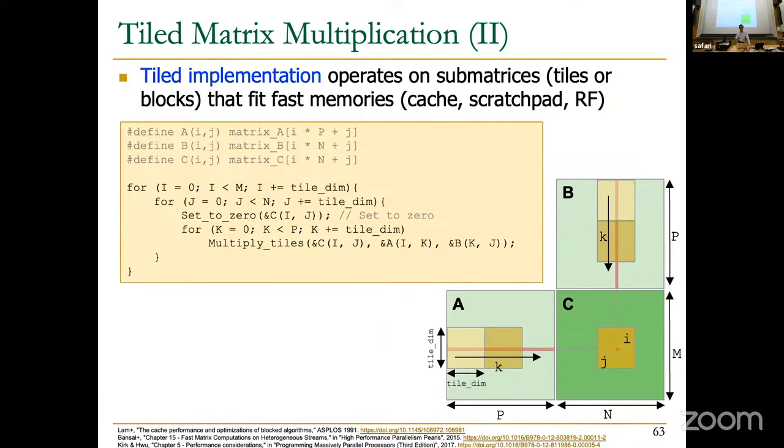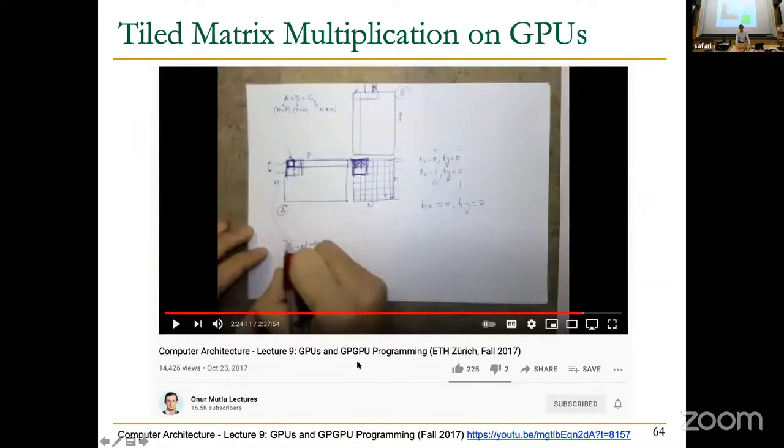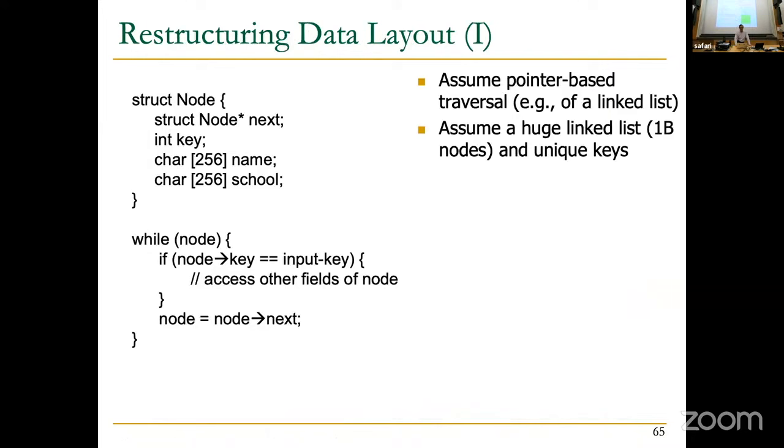Of course, this requires more work. Basically, this is the tiled implementation. You can see that the loop iterations are divided into tiles. Basically, you operate on sub-matrices as opposed to the matrices. And hopefully, these sub-matrices fit in the cache, scratchpad, register file. You can optimize for different levels in the hierarchy also. Okay, so that's basically what you do. You multiply small sub-matrices over here. Okay, if you want to know more, there are actually lectures that cover this in more detail, but we don't have time.